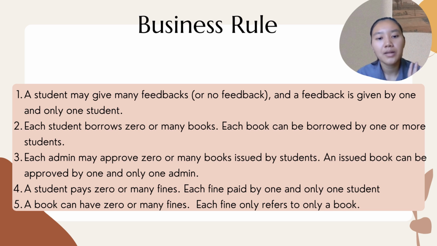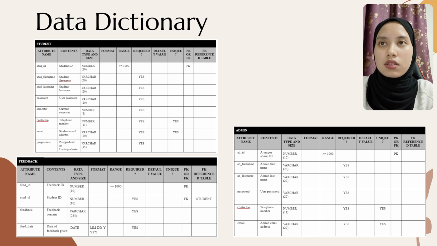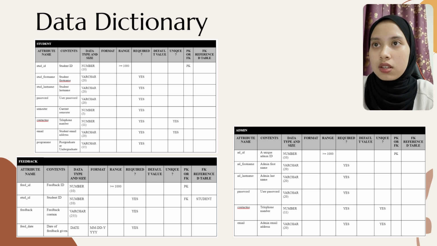Fourth, a student pays 0 or many fines, and a fine is paid by one and only one student. Fifth, a book can have 0 or many fines, and a fine only refers to one book. So next is about the data dictionary, and for the student table we have student ID as the primary key, and other attributes are first name, last name, password, semester, contact number, email and program, and the other details are required, and it has to be unique for the contact number and email.